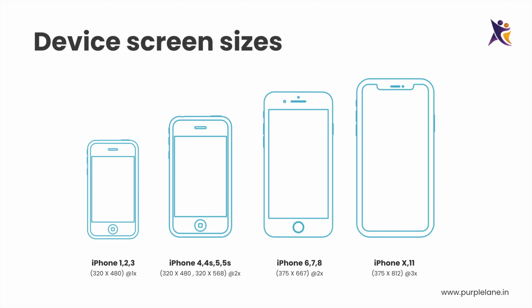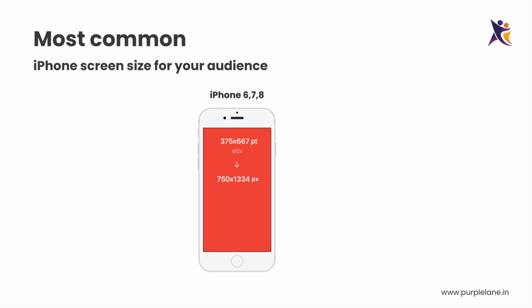Now you'll get a question. Do I need to design all the screen sizes every time I design a mobile application? My answer is no. The most common screen size for iOS is 375 by 667, which is nothing but the iPhone 8 screen size. Now let's understand points.